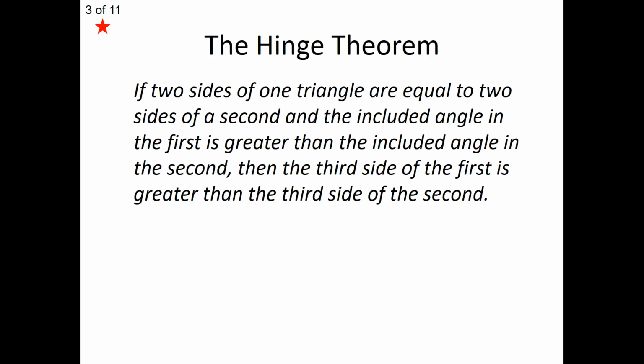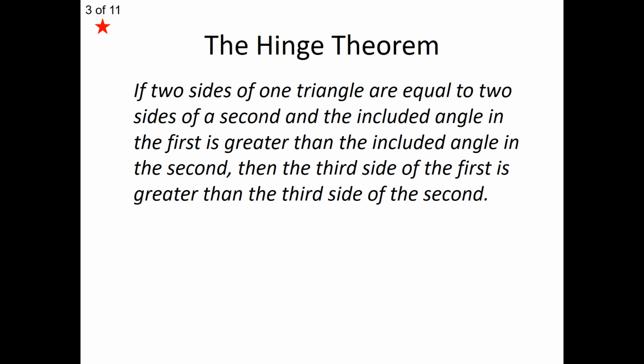So let me introduce you to the Hinge theorem, right? Here's what it states. If two sides of one triangle are equal to two sides of a second. Now, pause there for a moment. Notice that we already have this equal relationship going on between the two triangles, that two sides of one are equal to two sides of the other. And the included angle in the first is greater than the included angle in the second. So keep that in mind. We now have a comparison of angles. And not just any pair of angles, but the included angles. These must be the angles that are sandwiched between the pairs of equal sides.